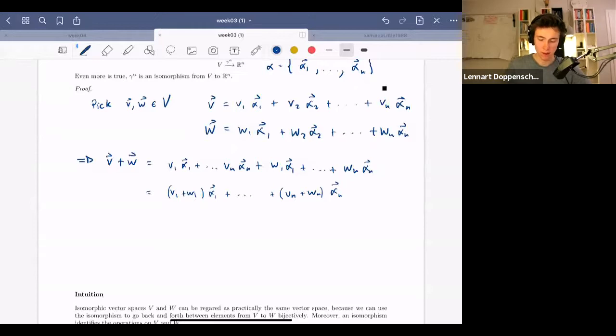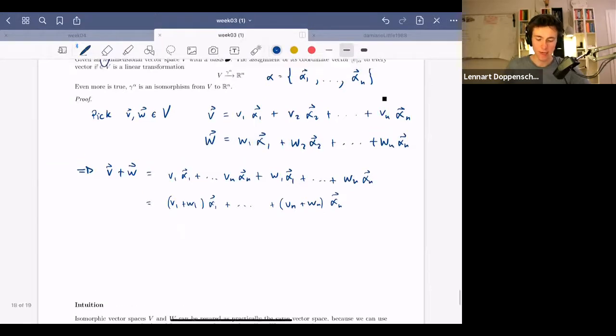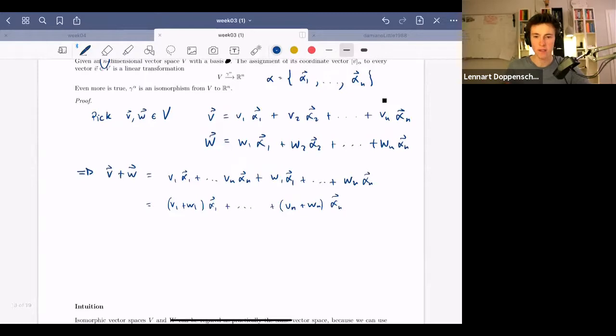But this means now that the transformation gamma alpha just reads off the coefficients. So by definition, gamma alpha of v plus w just picks out these coefficients of the linear combination. So what we get here is the n-tuple v1 plus w1, v2 plus w2, up to vn plus wn.